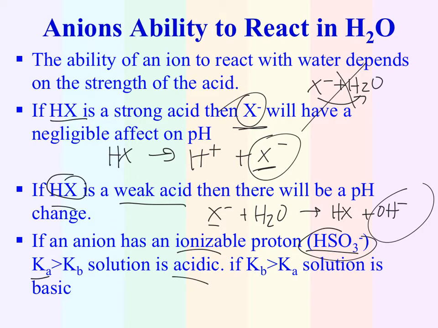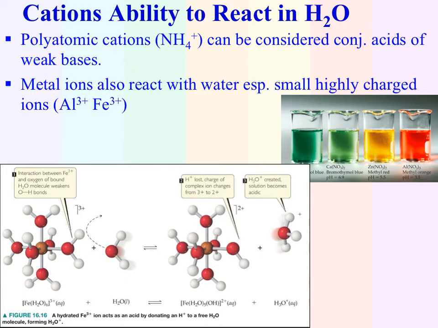So anions are not the only ions that can affect the pH of solutions. Polyatomic cations, such as NH4+, are also capable of creating pH changes in solution. We can look at NH4+ as being the conjugate acid of a weak base, and therefore it can change your pH. It follows much the same thought process as seen with the conjugate bases of weak acids. However, obviously it will have the opposite effect.